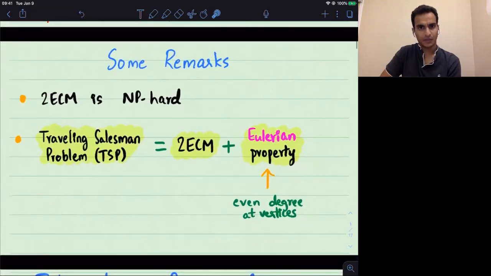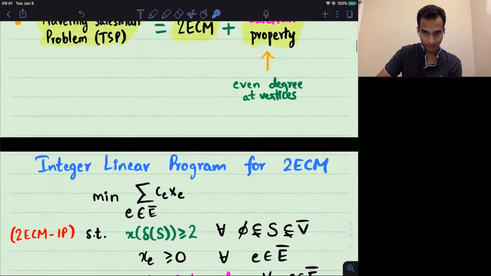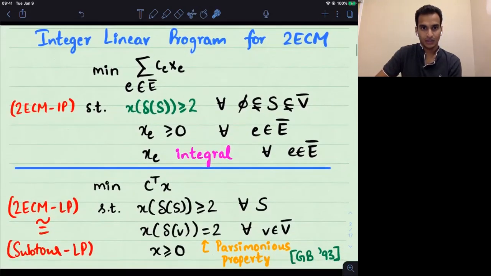Some quick remarks about 2ECM. This problem is NP-hard. It's also very closely related to a very popular problem called the traveling salesman problem. TSP is simply 2ECM plus the restriction that the solution have the Eulerian property. What this means is that we want even degree at vertices. Since the problem is NP-hard, we want to design approximation algorithms for it.